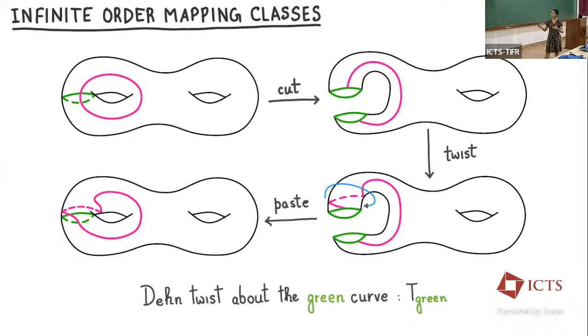And this is one schematic of imagining the Dehn twist, and we denote this by T, and in the subscript we'll write the curve around which we are Dehn twisting. A way to see that Dehn twists are of infinite order is to look at the action of the Dehn twist on the fundamental group of the surface.